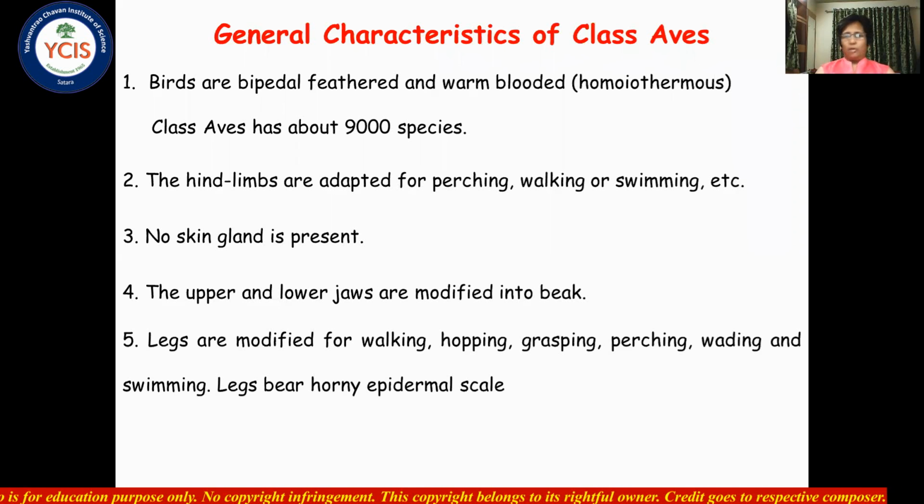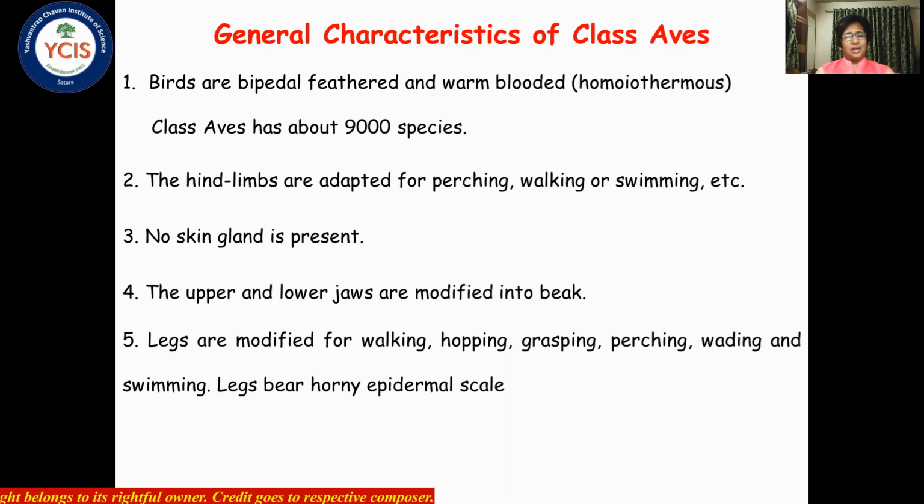Then their forelimbs are modified into wings, and most of the birds can fly except flightless birds. So class Aves contains about 9,000 species. Second characteristic, hind limbs are adapted for perching, walking, and for swimming purposes.